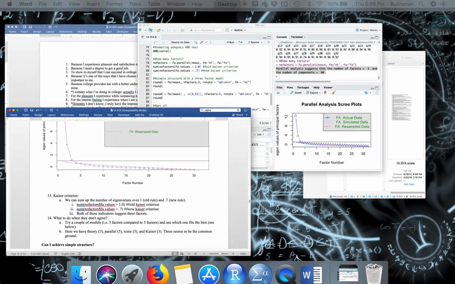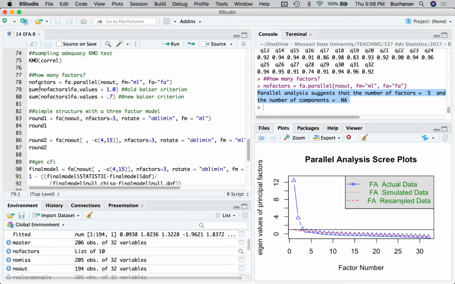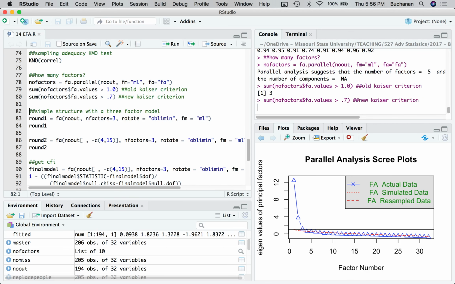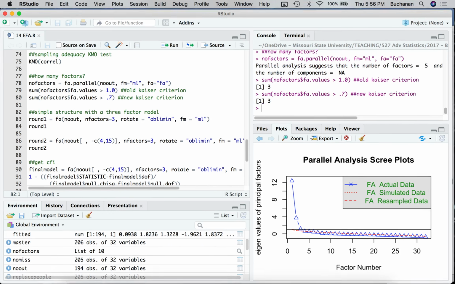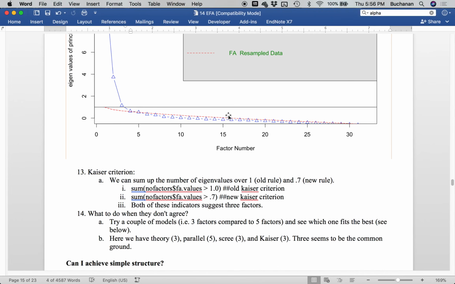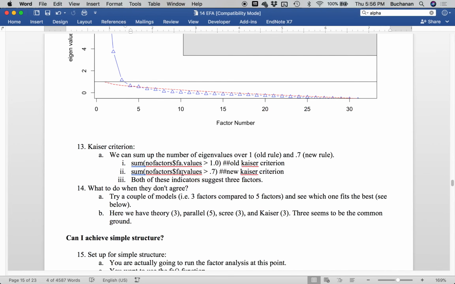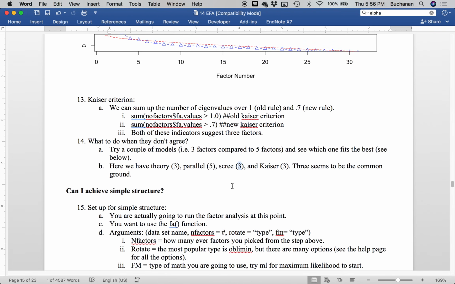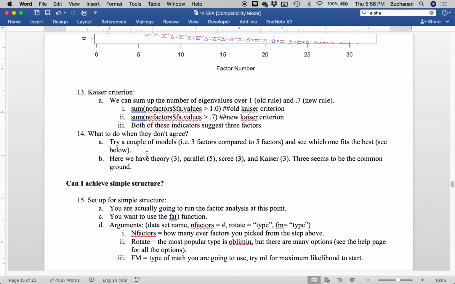And then now we can look at the Kaiser criterion. The reason we saved this was that we could sum up the number of eigenvalues that are over 1 for the old criterion. That's going to suggest 3 factors for me. And we can sum up the number of eigenvalues over 0.7. That's also going to suggest 3. So I've got 2, 3, 3, and 5. Sorry. So on that scree plot, I might disagree. That might be 2. I think I see 3 because I know there's supposed to be 3 there. But 3 is kind of a common number. So we're going to try 3. And we could try all of these if we wanted to see which one fit best.